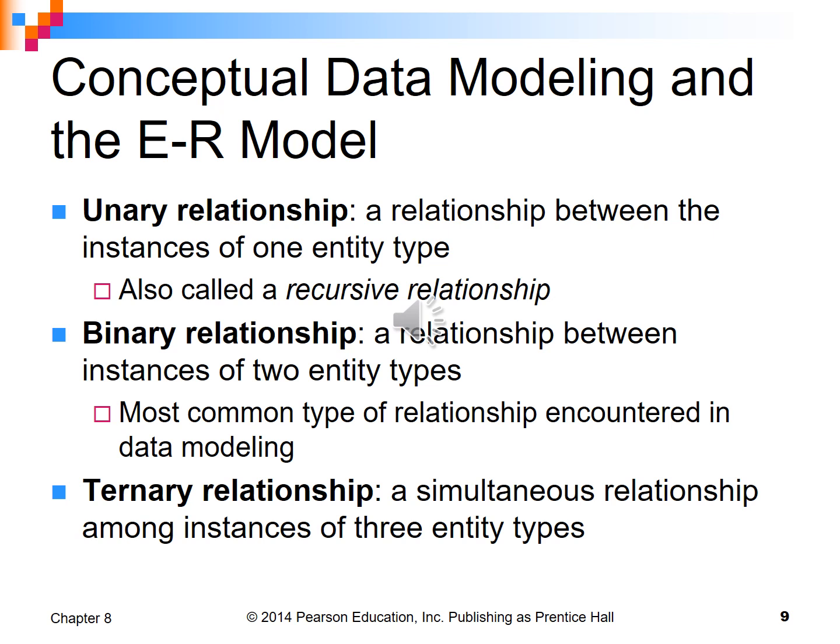Ternary relationship, a simultaneous relationship among instances of three entity types, which is the associative entity, and we could see an example of it soon.